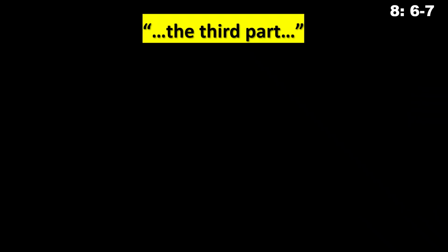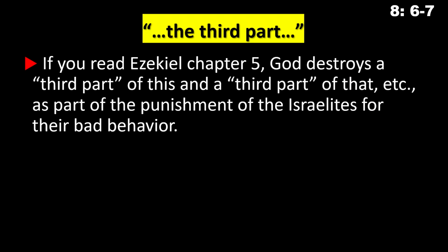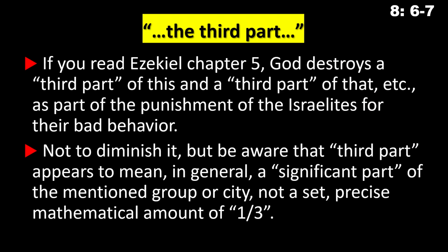A third part of the trees were burnt. Gives you quite a visual of a forest fire. But if you read Ezekiel chapter 5, God destroys a third part of this and a third part of that, etc., as part of the punishment of the Israelites for their bad behavior. Not to diminish it, but be aware that the third part appears to mean, in general, a significant part of the mentioned group or city, not a set, precise mathematical amount of 1/3.